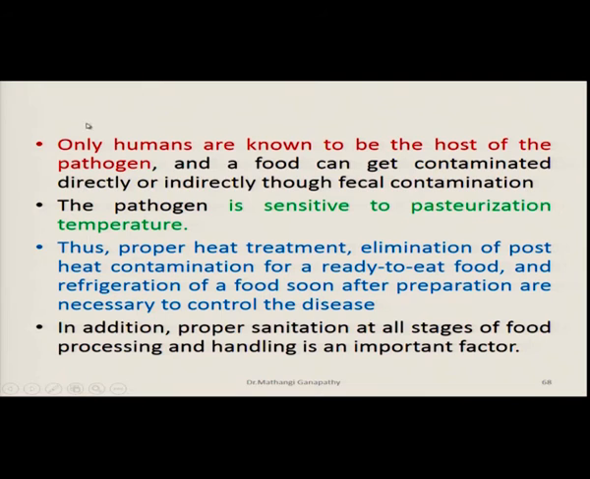For EIEC E. coli, only humans are known to be the host of the pathogen, and the food can get contaminated either directly or indirectly through fecal contamination. The EIEC pathogens are sensitive to pasteurization temperature. So, proper heat treatment, elimination of post-heat contamination for a ready-to-eat food, and refrigeration of the food soon after preparation, all three things are required to control the disease. In addition, proper sanitation at all stages of food processing and handling is an important factor.